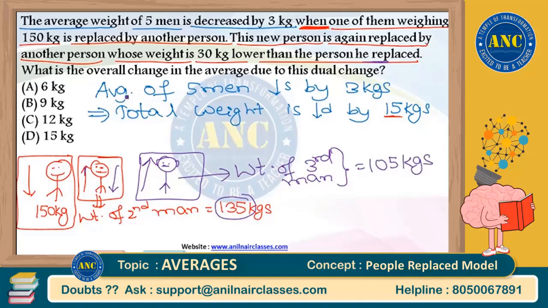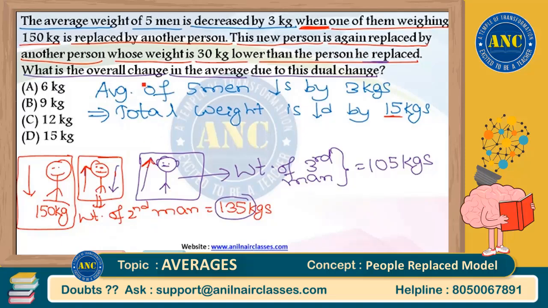It is 105 kgs. What is the overall change in the average due to this dual change? Because two changes are happening. Can I say that still there are 5 people in this classroom? One person left, another joined. Again it became 5. That person also left, another joined. Again it became 5. Still there are only 5 people in that classroom.